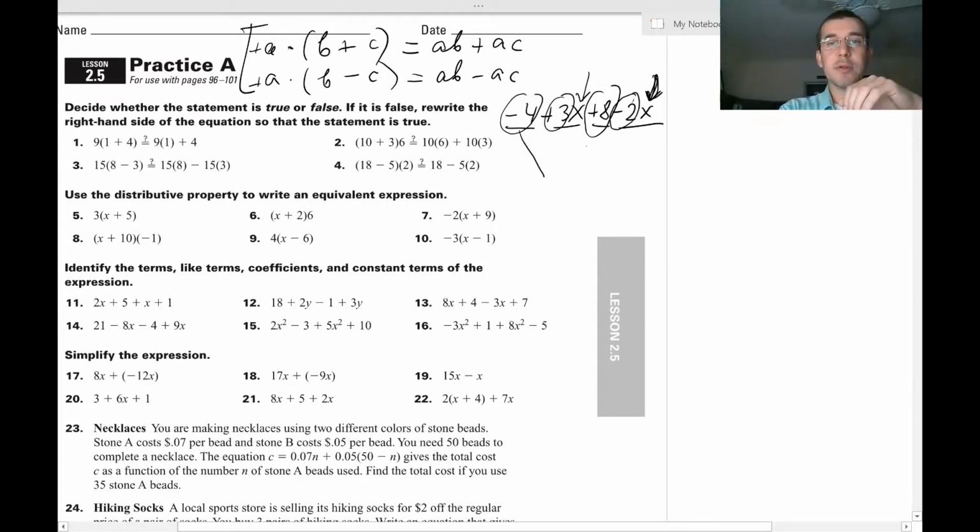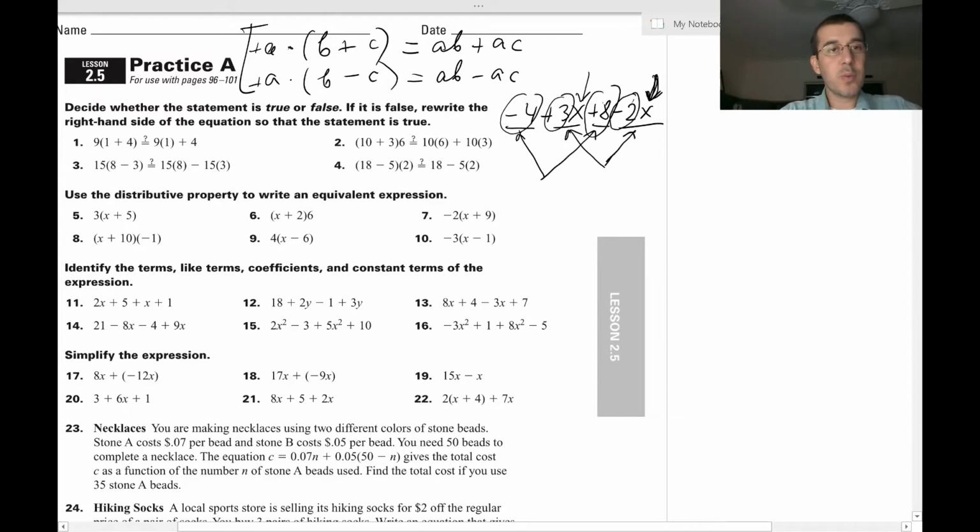Like terms are the terms that you can add up, such as minus 4 and 8, and then 3x and minus 2x. Those are called like terms. So all of them are called terms. The like terms are the ones that you can add up. The coefficients are the numbers before the variable part of the term, and then you have the constants such as minus 4 and plus 8. All right, so let's start solving problems.